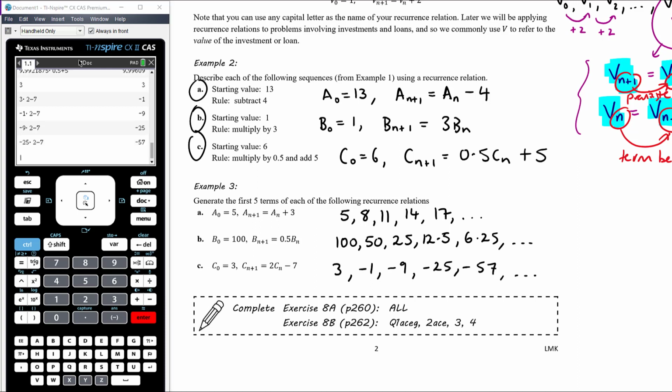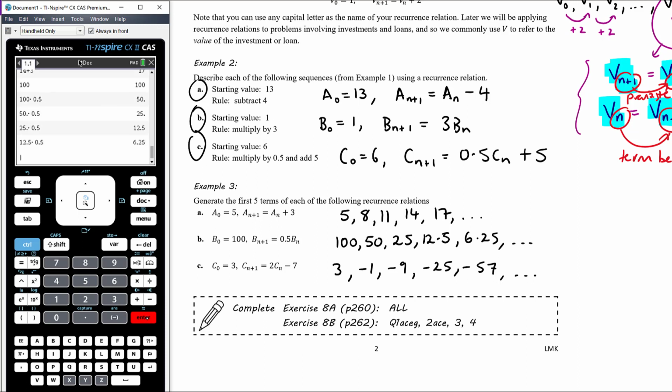And you could have done the same process with the previous ones. The starting value in part A was 5. At each step, we're adding 3. So our second term is 8, 11, 14, 17. In part B, your starting value is 100. At each stage, you're going to multiply by 0.5: 50, 25, 12.5, 6.25.